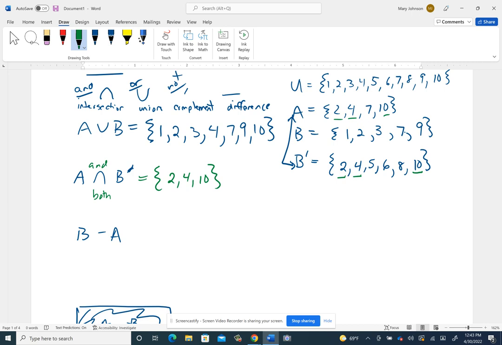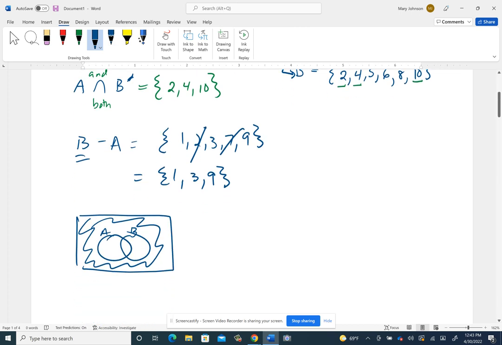All right, now for B minus A, the difference of B and A, order matters. So you start with your B set. Let me write that down. The B set is 1, 2, 3, 7, and 9. And then what I'm supposed to do is knock out all the elements from B that are in A. So I'm subtracting off the elements of A. So I'm going to take off the 2 because it's in A right here. I'm going to take off the 7 because it's in A. Okay, and then what that leaves me with is my final answer is 1, 3, and 9. Okay, so that type of thing, you need to be able to do those kinds of things.